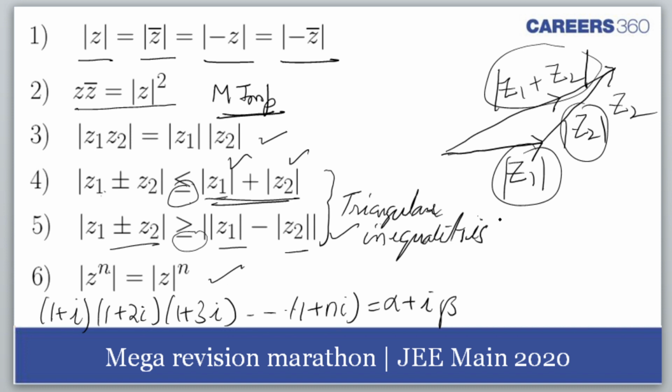Now, I want to find what is the value of 2 into 5 into 10, and so on into 1 plus n square. Can somebody tell me what is its value?